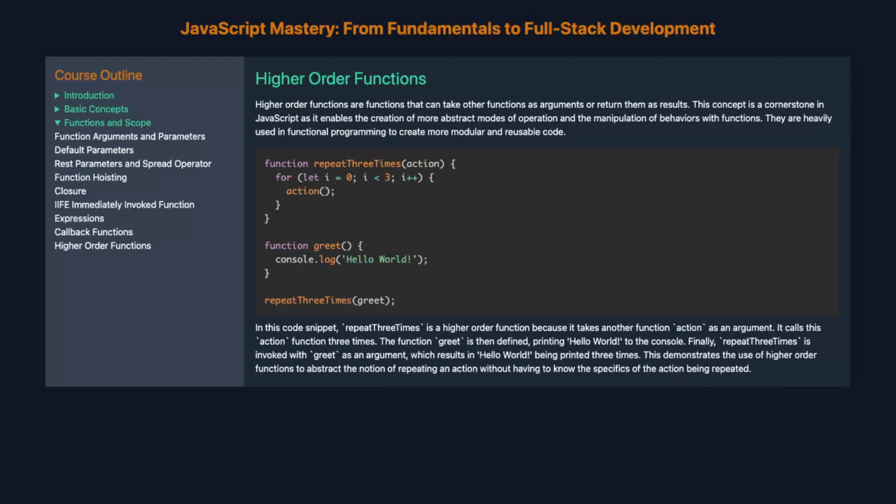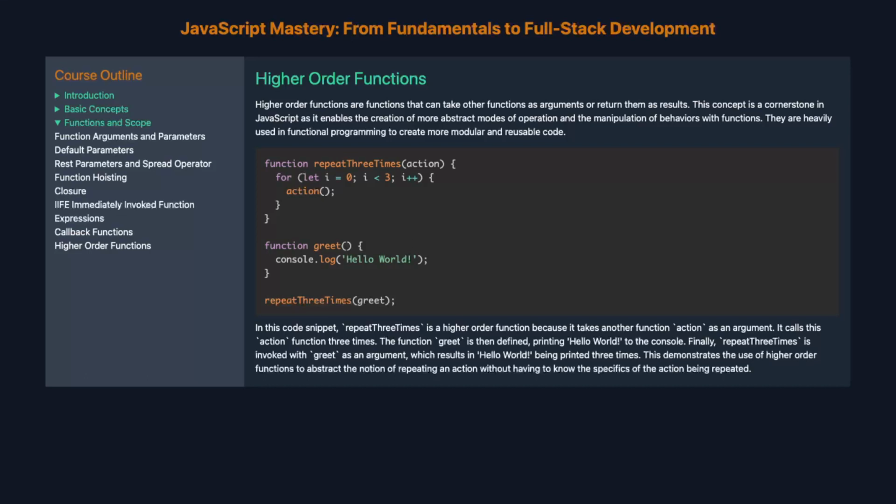Higher order functions. Higher order functions are functions that can take other functions as arguments or return them as results. This concept is a cornerstone in JavaScript, as it enables the creation of more abstract modes of operation and the manipulation of behaviors with functions. They are heavily used in functional programming to create more modular and reusable code.